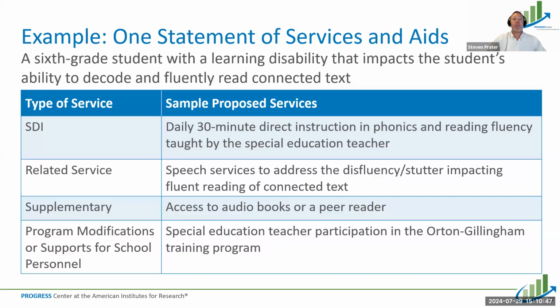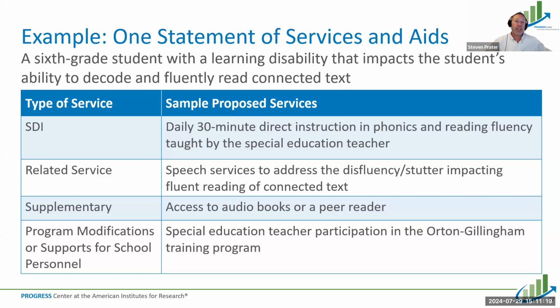So this is an example of how the statement of services and aids, even though it's these four parts that you think about, all fit together to make one statement. In this example, we have a sixth grade student who has a learning disability that impacts the student's ability to decode and fluently read connected text. The specially designed instruction, or special education, that they get is a daily 30-minute direct instruction in phonics and reading fluency taught by the special education teacher. So that's one part of the aids and services.